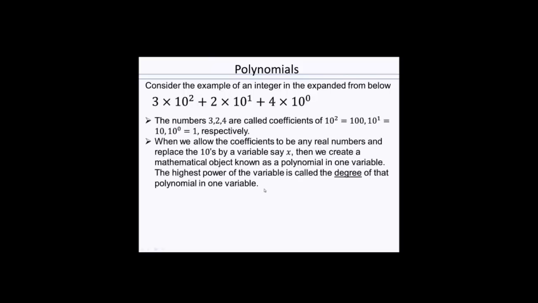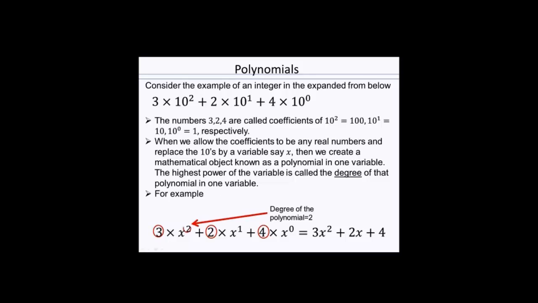If we allow the coefficients to be any real numbers, so if 3, 2, and 4 are any real numbers, and then we replace the tens with x's, then we have an example of a polynomial in one variable. The 3, 2, and 4 are the coefficients, and the degree of the polynomial is 2 because that's the highest power that appears in this expression.